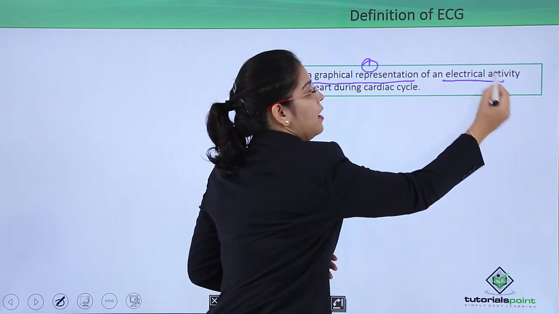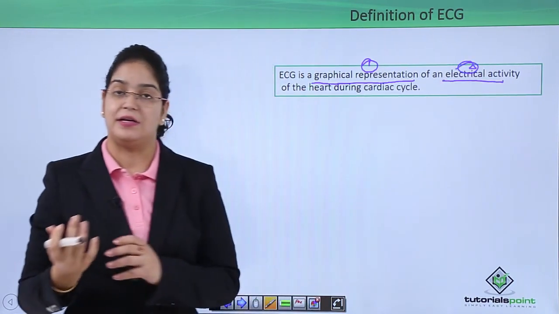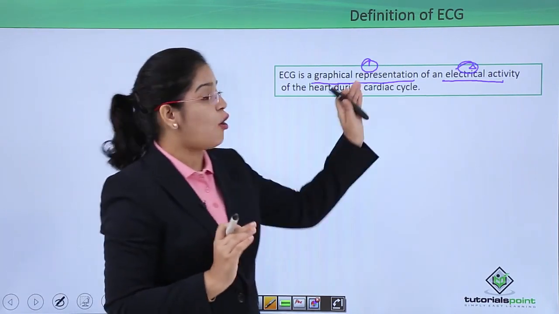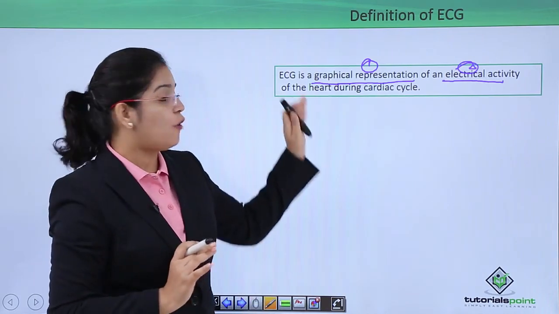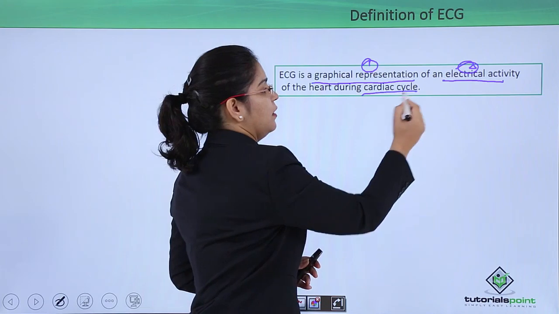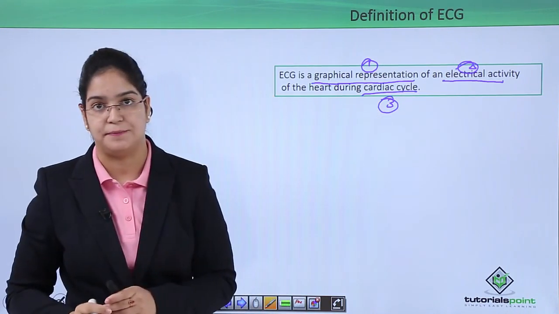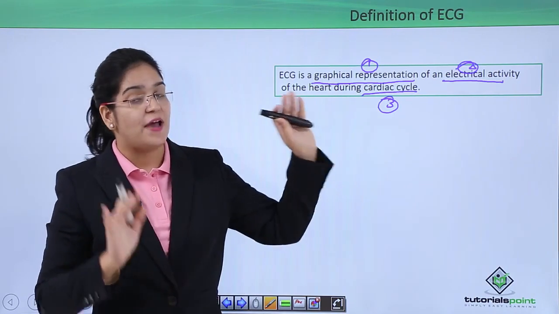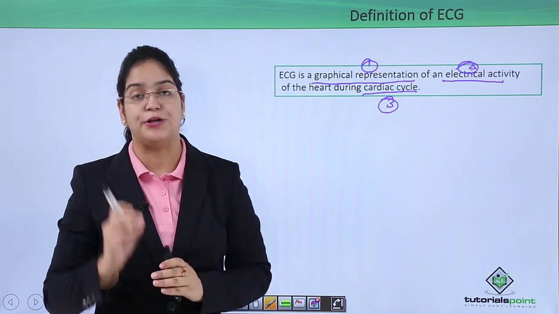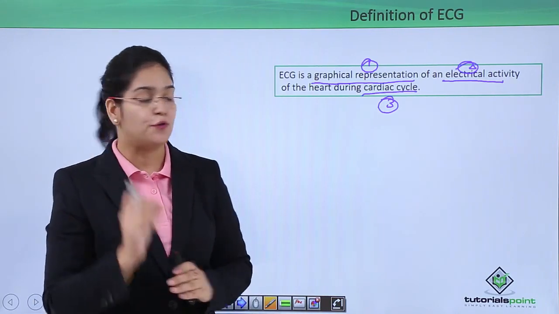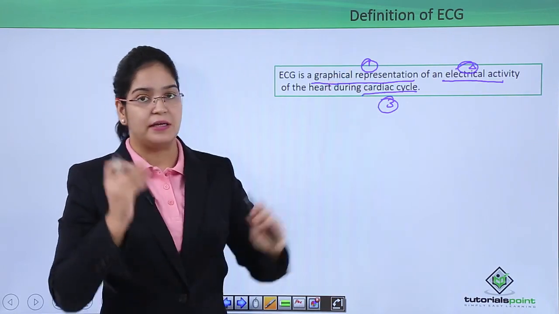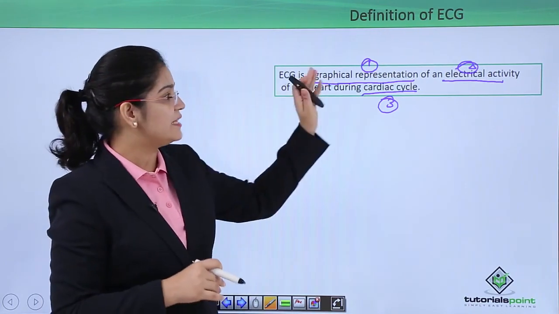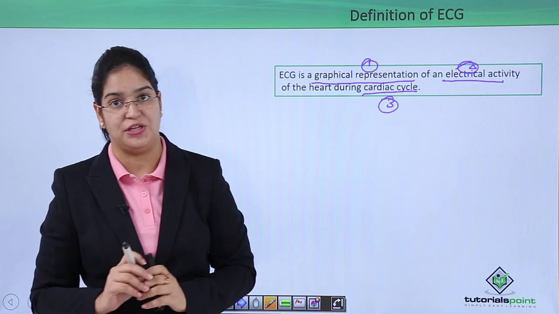We know that the heart produces electrical impulses. So, ECG is a graphical representation of an electrical activity of the heart during a cardiac cycle. If you leave any term among these three, your definition will be wrong. So, these three terms are very important in the definition.